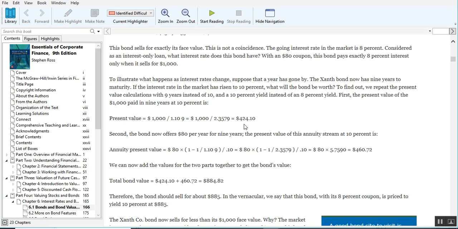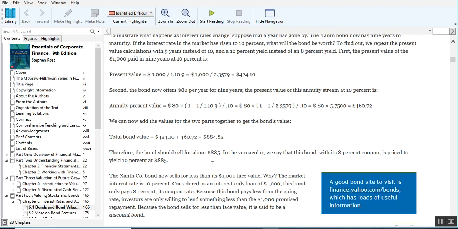So if we calculate the bond, in this example the market rate went up to 10%, but the bond was issued at 8%. So the face value is not worth what it was before. The par value, when at redemption, you're going to get $1,000. But what's that worth now? At the rate that's higher than the bond's, it's going to be $424.10. And then the coupon rate is lower than the market as well, and so those are going to be $460.72, and the total of those are going to be approximately $885.